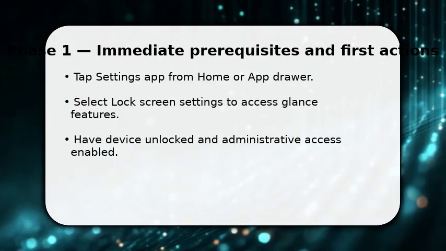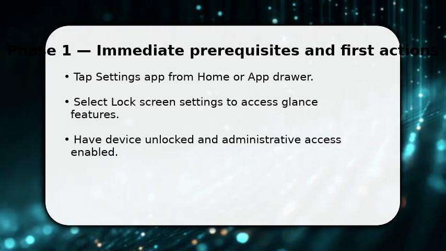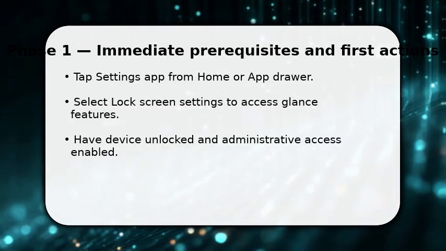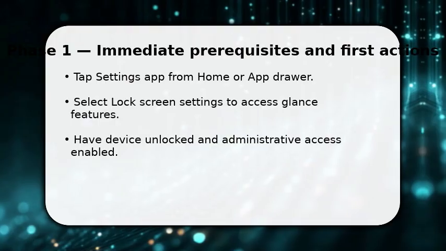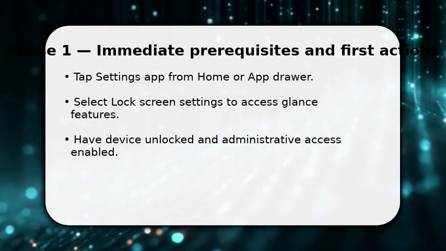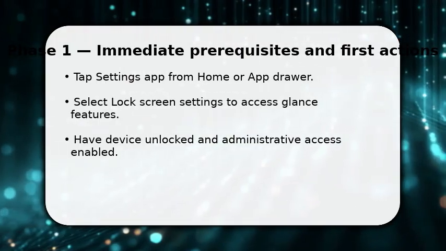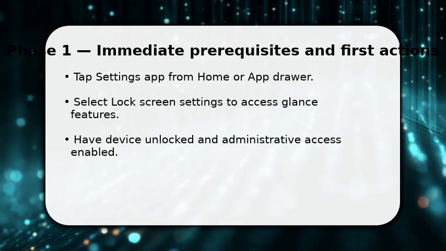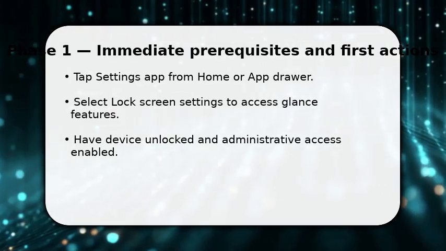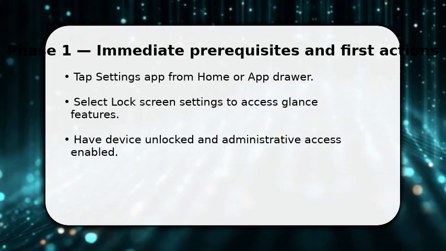You start by opening Settings and going straight to Lock Screen. This is where the glance feature lives. Once there, make sure your device is unlocked and you have permission to change system locking options. Tap Lock Screen to reveal options like Always on Display and Lock Screen widgets. These control what shows on the glance.